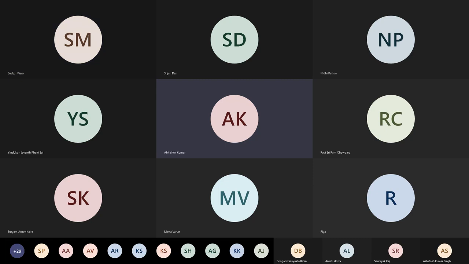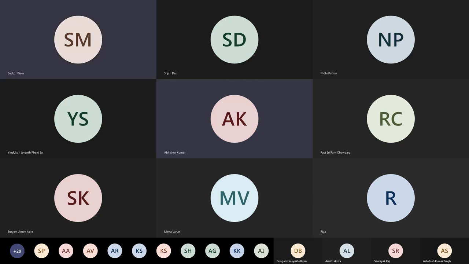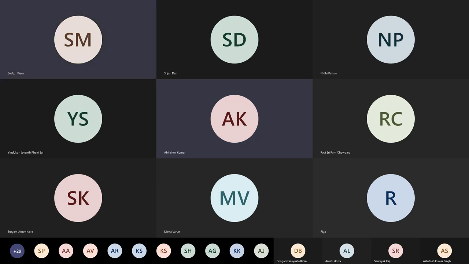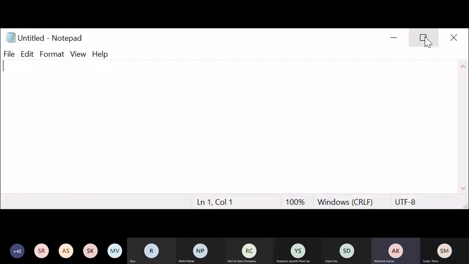Let us do it this way. Okay. Oops. Why is this closing? This whiteboard is creating problems. There is a problem in the display of the whiteboard. So okay, now can you all see my notepad? Is it visible? Yes, sir. Okay.